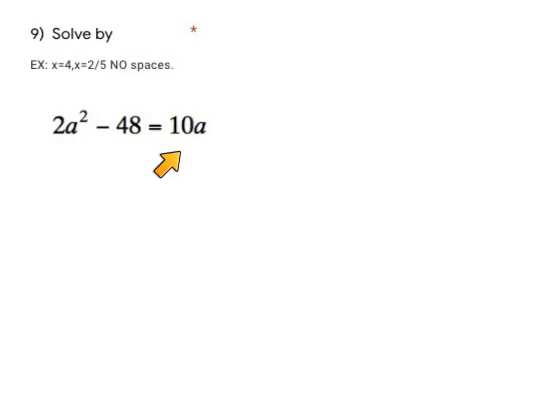So in this case, you notice that we have an equal sign in the middle of everything. So in order to solve by factoring, we have to move everything over to one side so it's equal to 0. So we're going to subtract the 10a from both sides. We end up with 2a squared minus 10a minus 48 equals 0 because we want it in standard form.